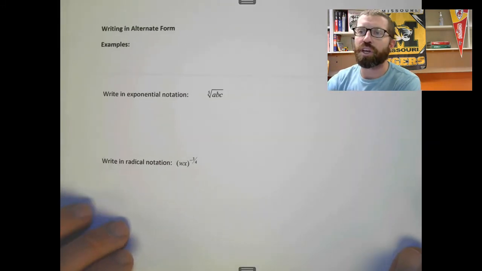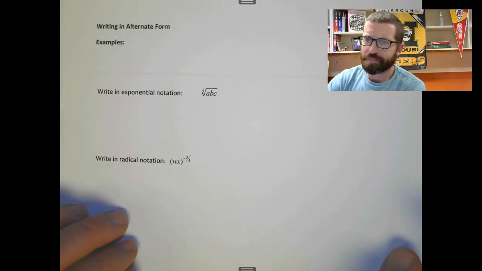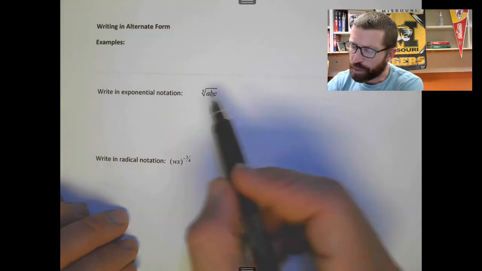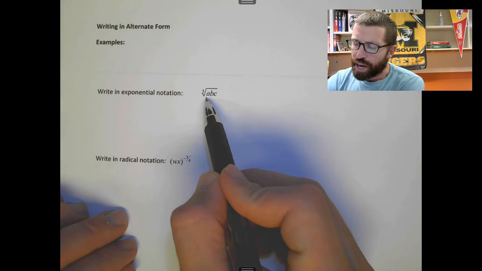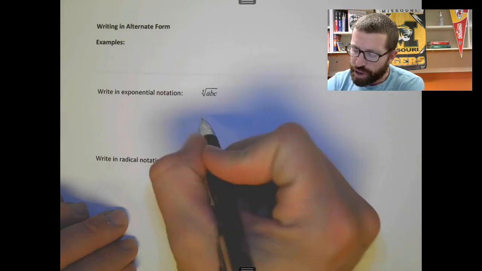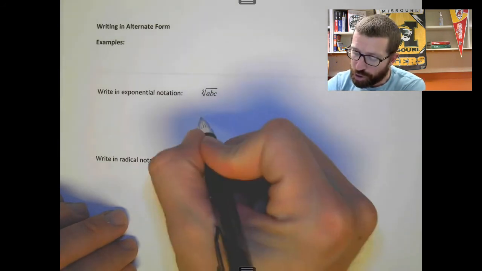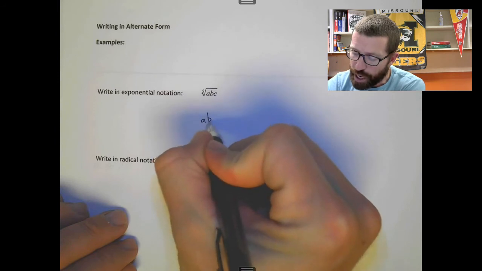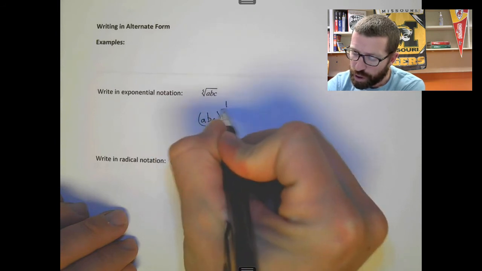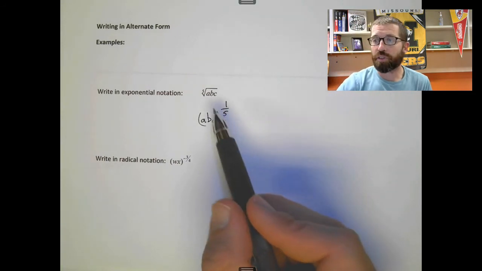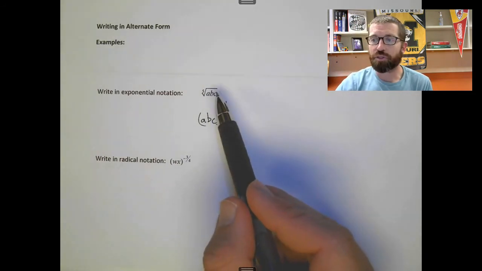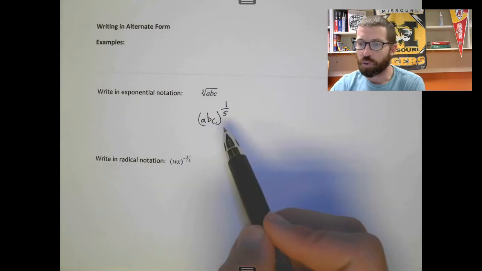Okay, when we write these in alternate form, going back and forth, if this is in radical notation, we want to write it as an exponent. And so the index goes to the bottom of the fraction, and it would look like this. You do need the parentheses to make sure that you know that everything is under the radical or everything's raised to the 1/5.